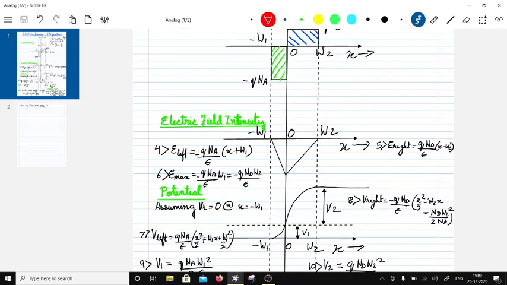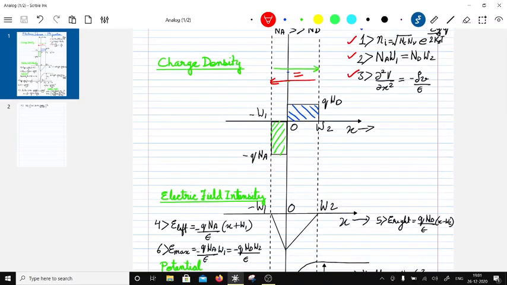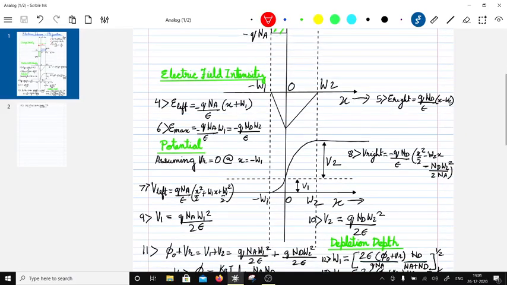Now the left side field comes out to be as shown here by expression 4, and the right side field comes out to be expression 5. This is obtained by integration of the left and right sides of equation number 3. Now at x equals 0, approaching from the left side, E max is the same as approaching from the right side, that is NaW1 equal to NdW2. That's why the E max is this quantity given by expression 6.